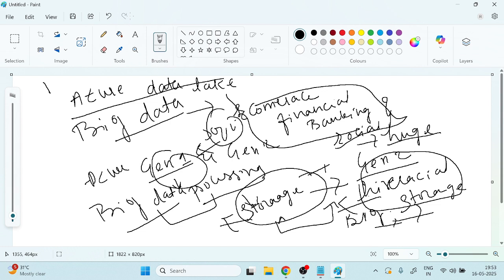Ma'am, hierarchical storage means. What is hierarchy? Abhi. The large data, ma'am. Hierarchical storage. Don't make a question mark. If you know, tell me the answer surely. If you don't know, say you don't know. Ma'am, I don't know. You don't know, right?